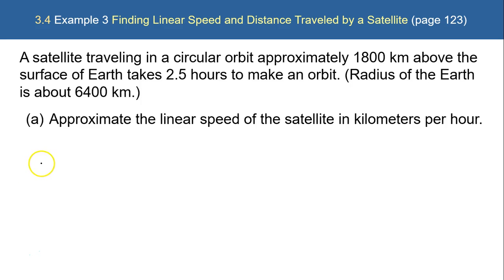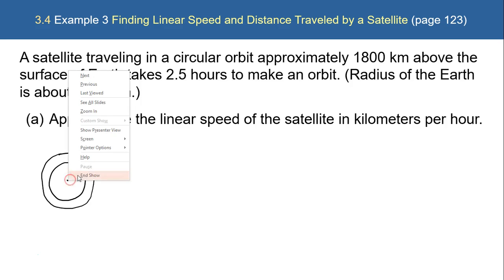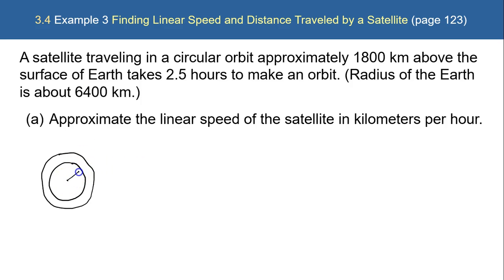All right, so our last example here is about the satellite orbiting the Earth. So I'm going to draw us a little picture here. Here's the Earth, and here is something orbiting the Earth. These circles are supposed to be concentric, but I tried. All right, so we know the radius of the Earth. We can get that. It's 6,400 kilometers.